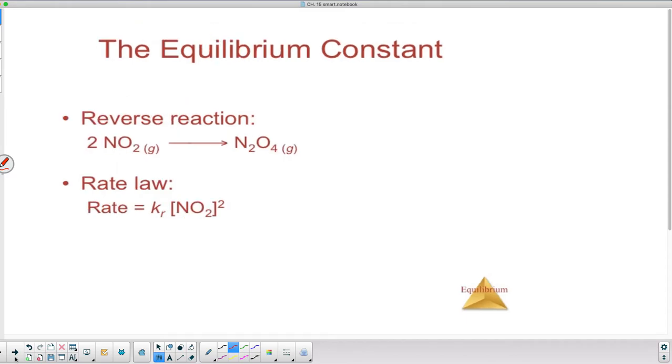But what if some of the NO2 then reverts back to N2O4, which does actually happen? So what if it reverses? That's what the Kr means, the rate constant in reverse. So notice that I have these two here. I have rate equals Kr times NO2, and because this is an elementary step, I have the 2 there. That correlates directly to the 2 in front because of the elementary step.